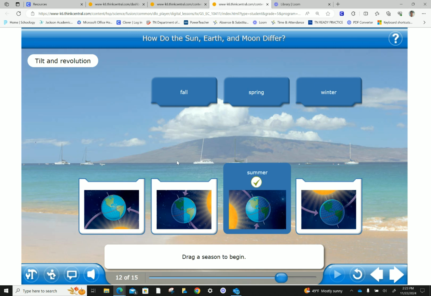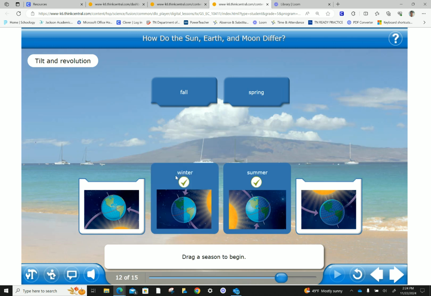So, what looks the opposite of summer? Where is the Earth the furthest from the sun? So that's what we're looking at. When is North America the furthest from the sun? All right, these pictures are a little confusing, but here we go. So it's tilted away from the sun. Okay, away from the sun.